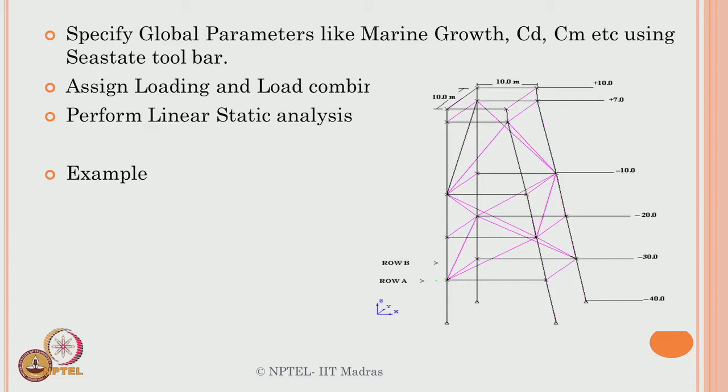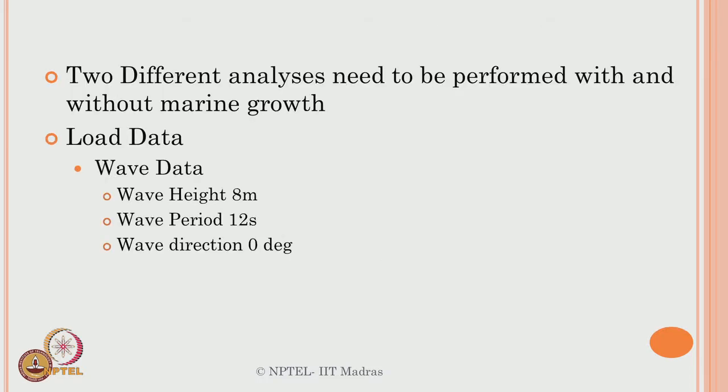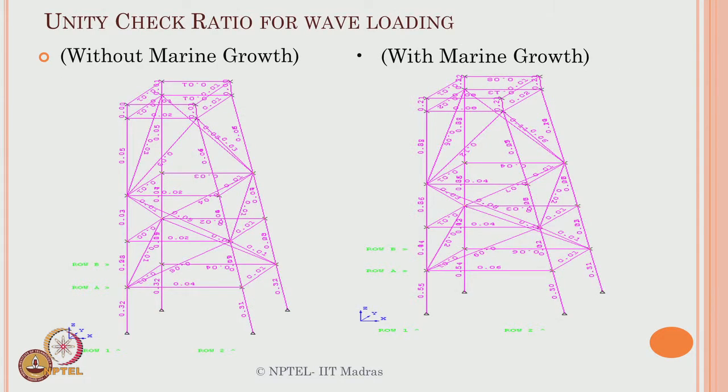Row A and row B are the two rows of piles, or the jacket legs, available at different levels as -10, -20, -30. The bracing points are connected in the analysis. The deck is about 10 meters by 10 meters square. The load data used is wave data: significant wave height 8 meters, wave period 12 seconds, and wave direction 0. Then unity check with and without marine growth has been done.